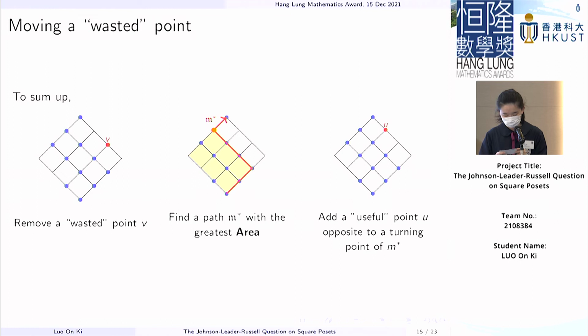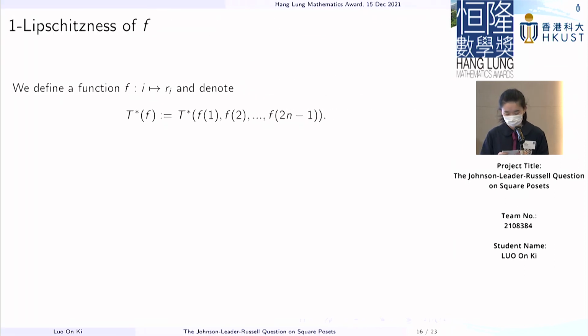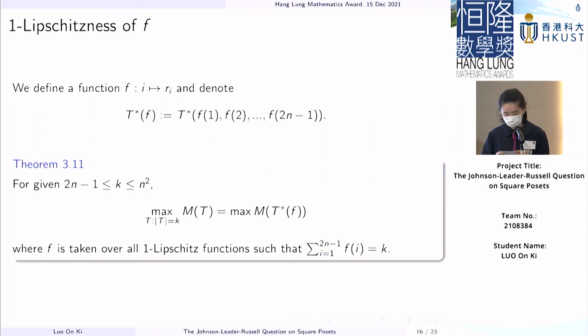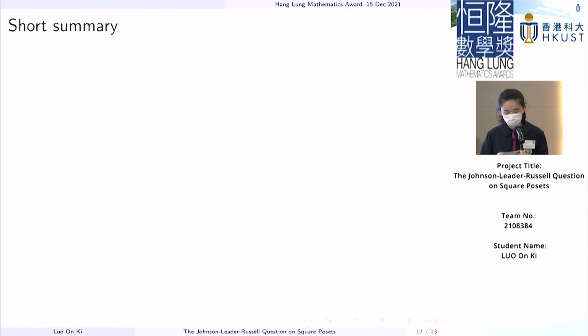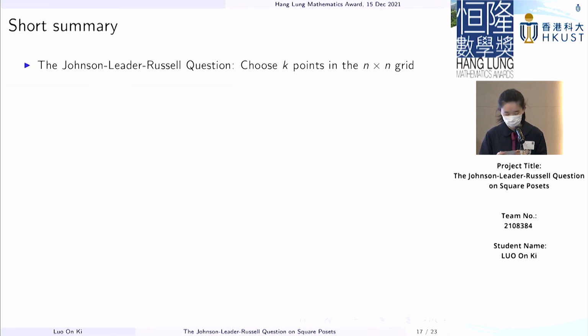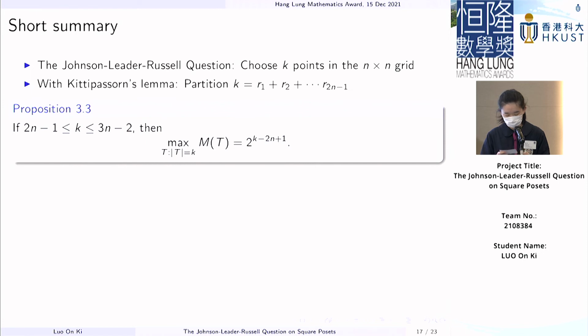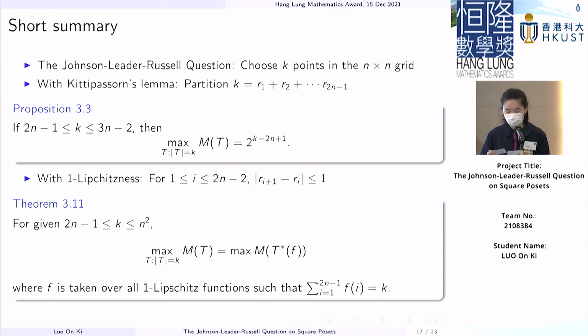Now we know how to detect the wasted point and show that we can always improve the configuration when there is a wasted point. Putting those ideas together, we can help to find the optimal configuration. To relate this to one-Lipschitzness, we define a function f that stores the number of points on each level and denote t star f as the following. Then we can give the theorem that all the optimal configurations are given by a one-Lipschitz function. Therefore, we reduce the number of possible cases to consider in search of the optimal configuration. As a short summary, the Johnson-Little-Russell question originally requires choosing k points in the n by n grid, and now by Kittipassorn's lemma, we only need to partition the n into two n-1 levels. We show that when k is within this range, we can calculate the maximum number of paths by this formula. We also show that the maximum configuration is given by a one-Lipschitz function, so we further reduce the number of cases we have to consider.